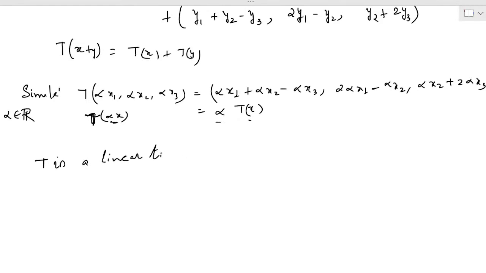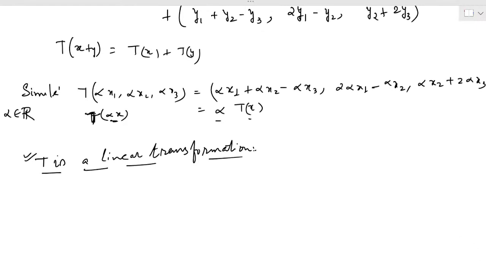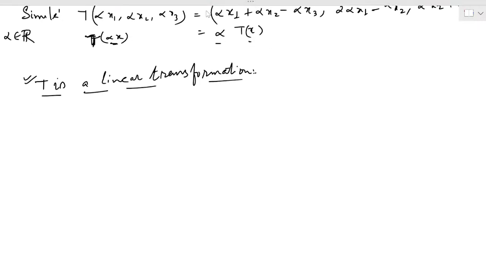So T is a linear transformation. I hope it is clear. Okay, so let us take another. I'll take today's questions only so that you are aware of this thing. A few technical things will also crop up in between, but don't worry about that. Somehow I'll take care of that.